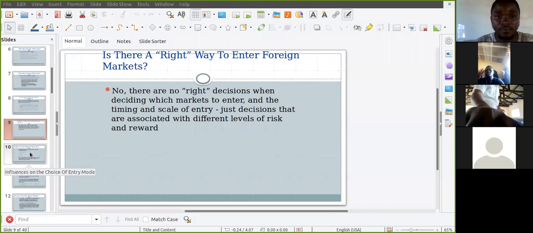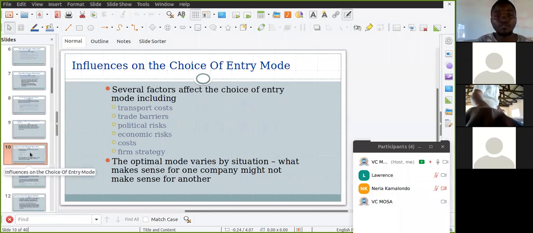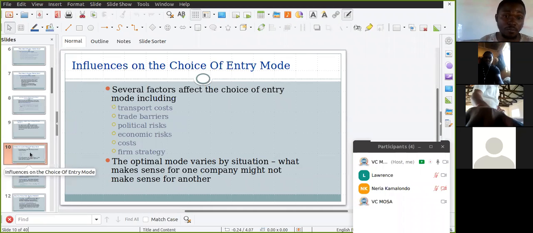We move on to slide number 10. Influences on the choice of entry mode. Several factors affect the choice of entry mode. So like when you're moving from one place to another, let's say Lusaka to Copperbelt, there are different modes that you can use to travel from here to Copperbelt or from Zambia to any other foreign nation. There are different modes that you can use.